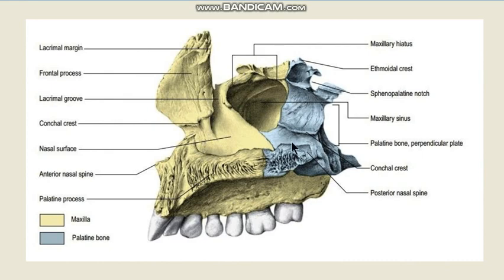On the medial surface you are within the nasal cavity. So this here is the nasal cavity and below here is the hard palate. So on this medial surface of the body of the maxilla, you can see there is a big opening for the maxillary sinus. This is the maxillary hiatus, and you can make out that the entire body of the maxilla is totally hollowed out by the maxillary sinus.